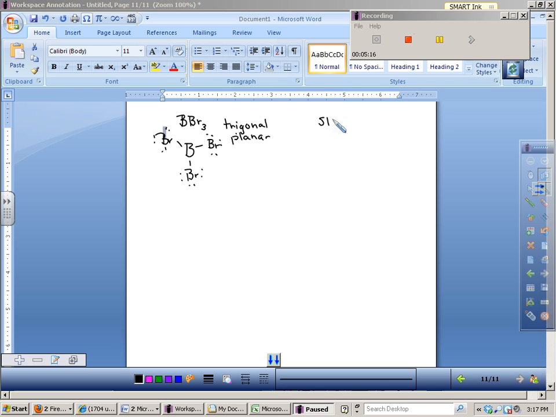SF6 is another one of our exceptions, sulfur with 6 fluorines. And these should be at the very end of your periodicity notes or in the molecular geometry summary that we posted online. Everybody gets 6 electrons and 3 lone pairs around it. And we said this was octahedral.